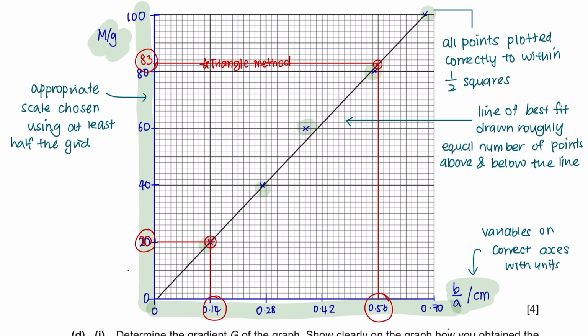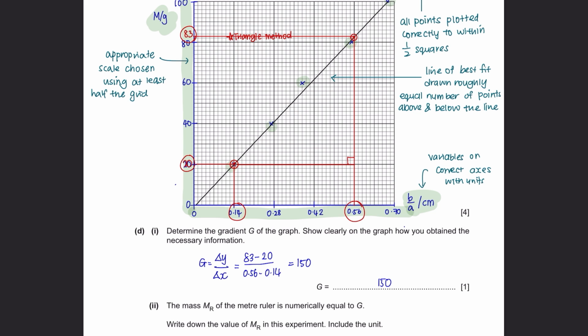Now we can use the gradient equation to calculate the gradient. According to my graph, I obtained the value of g equals to 150. You must show the triangle method in your graph in order to obtain 1 mark.